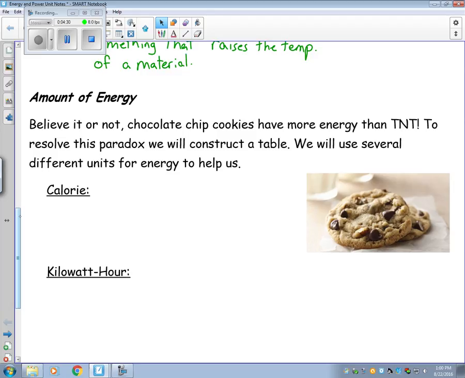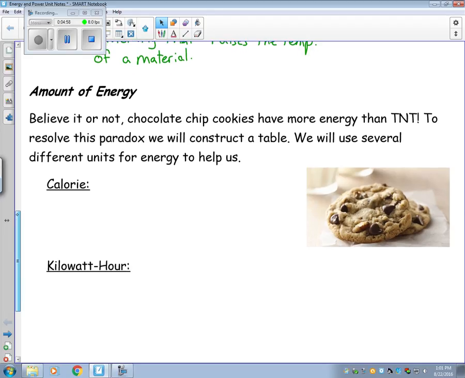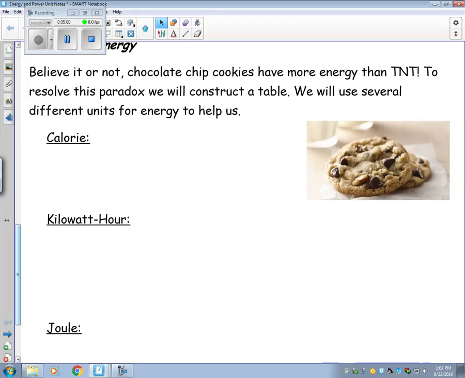All right, now, the amount of energy. We need to be able to measure how much energy something has. And believe it or not, chocolate chip cookies have more energy than dynamite. And that is really, really weird to think about because we see the destructive effects of dynamite. The only destructive effects of chocolate chip cookies will be on our waistlines. So how is it that a chocolate chip cookie can have more energy than dynamite? It's kind of a paradox. So I'll be presenting a table with several different items along with their energies. So you can kind of get an idea for how much energy different things have.